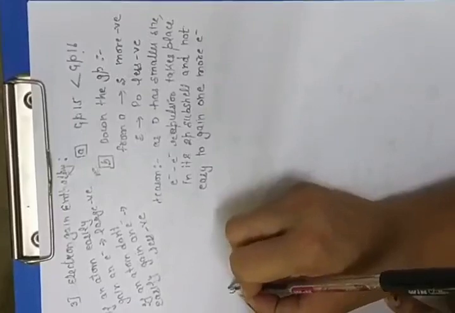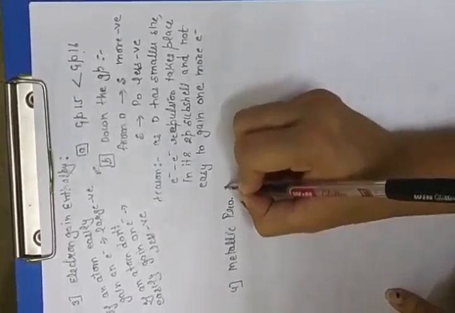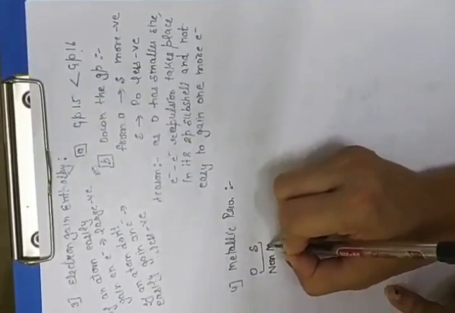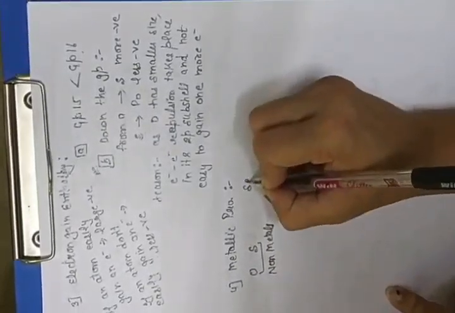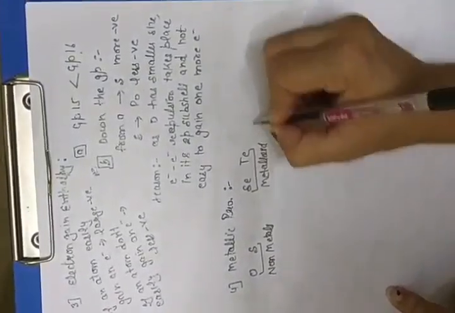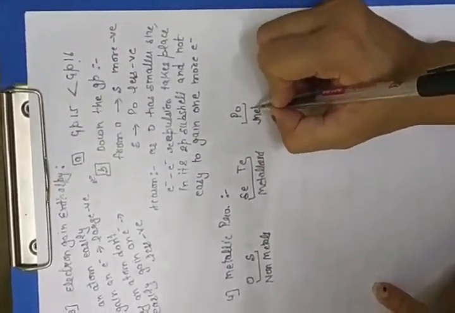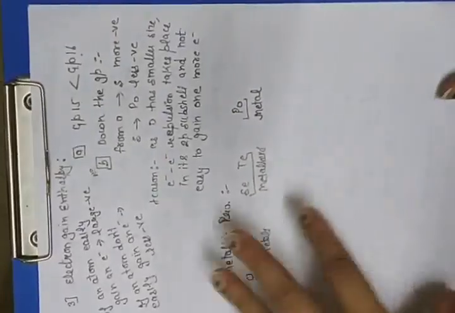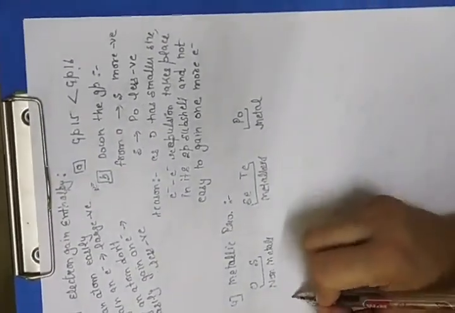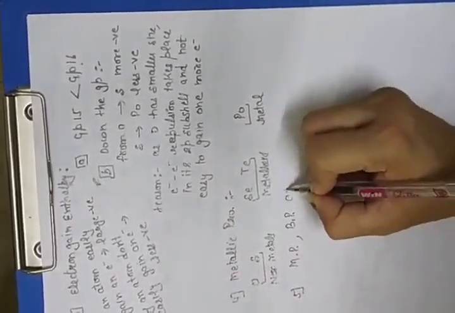Next one is the metallic property. So oxygen and sulfur are the non-metals. Selenium and tellurium are the metalloids, and polonium is the only element in group number 16 which is a metal. So top to bottom metallic character increases and left to right metallic character decreases. Now next one is the melting point, boiling point and density.